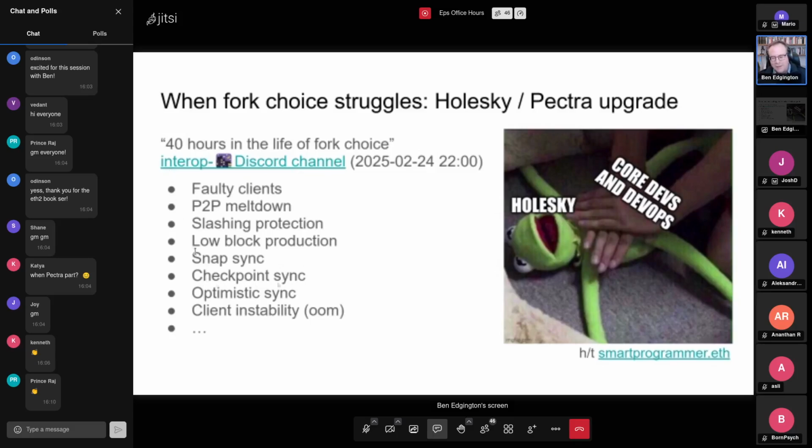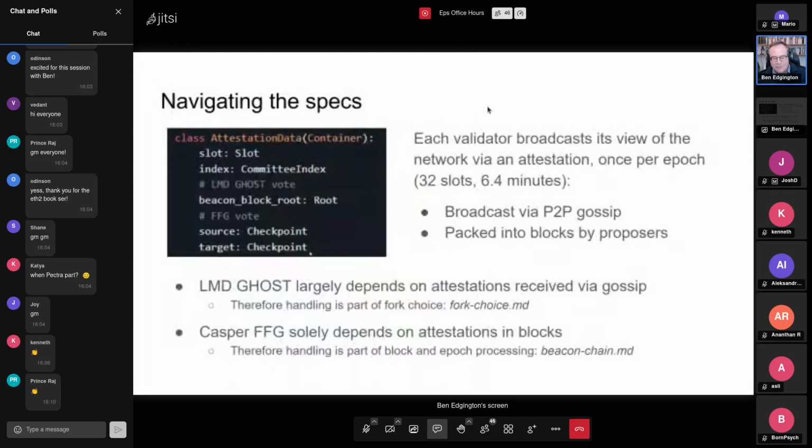Checkpoint sync was difficult because it relies on finalized checkpoints. Optimistic sync also caused problems because of the window of availability of it. Clients were going out of memory and falling over. It was extraordinary. And amidst all of this, the nice platonic fork choice rule that we have has to handle all of this and come to agreement about the state of the network. And rescuing Holesky has been educational.